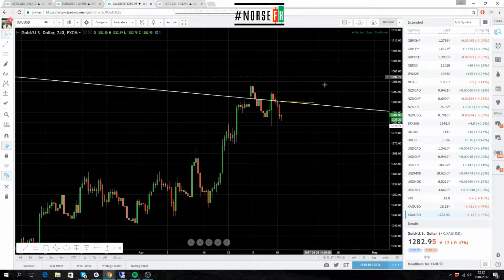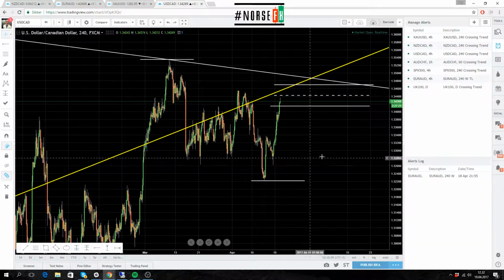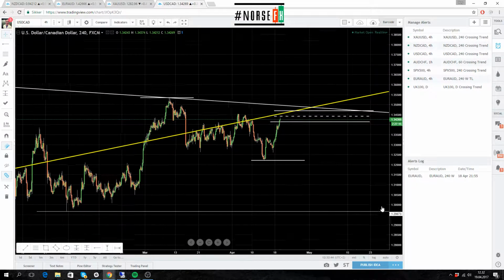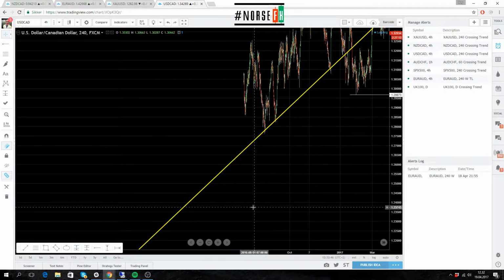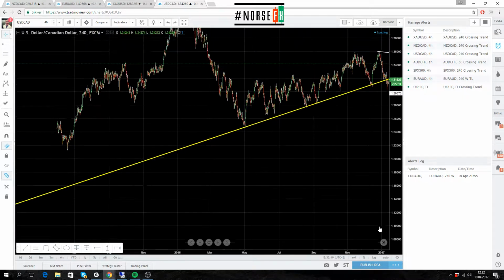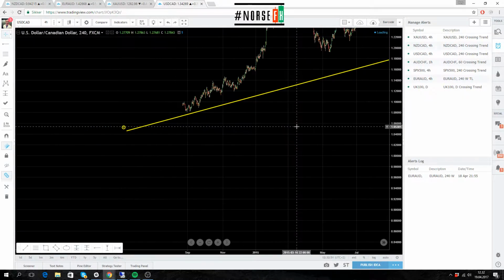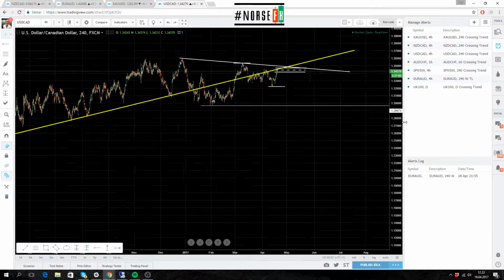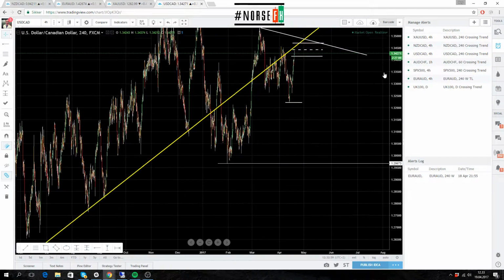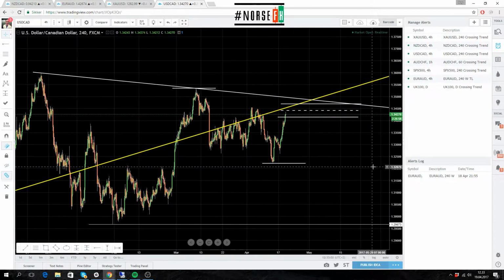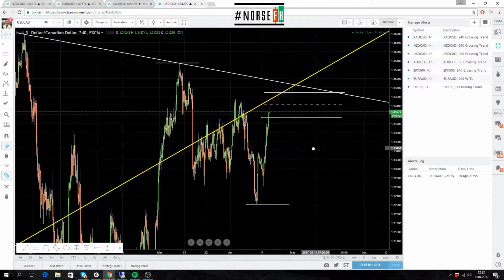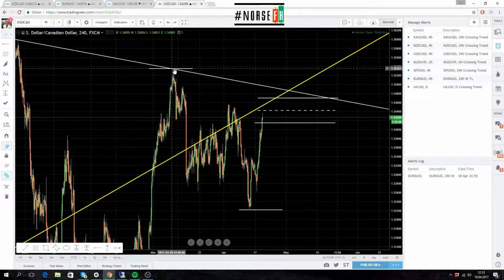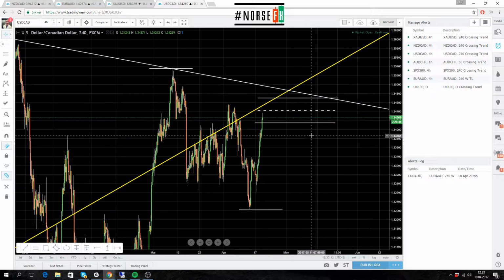Let's go over to dollar Canadian. Here we go. The yellow line is the multi-year trend line itself. This trend line goes way back. It has a lot of price history attached to it. I already marked out the 618, the 70% and the 79% retracement, and a trend line connecting the 2016 highs and the 2017 highs as well.